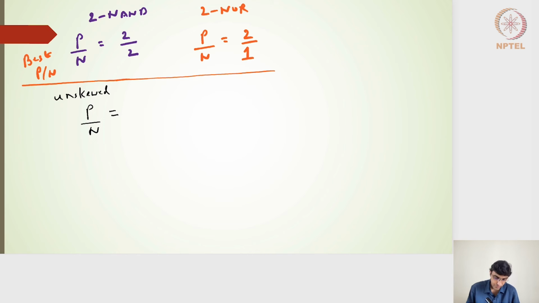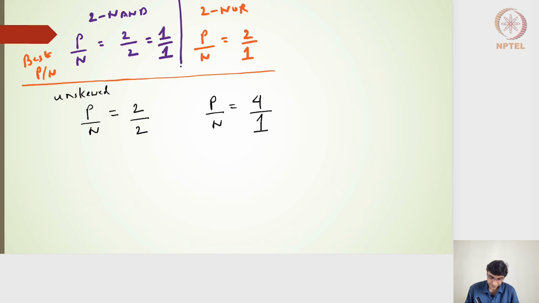Right. So for the 2-input NAND gate, it was the size of 2:2. For the 2-input NOR gate, it is the size of 4 on the PMOS side and then 1 on the NMOS side. Right? For a 2-input NAND gate, it is actually 2:2, which is actually nothing but here I can say that it is 1:1. I'll come to that. And this is 2:2 for an unskewed one.